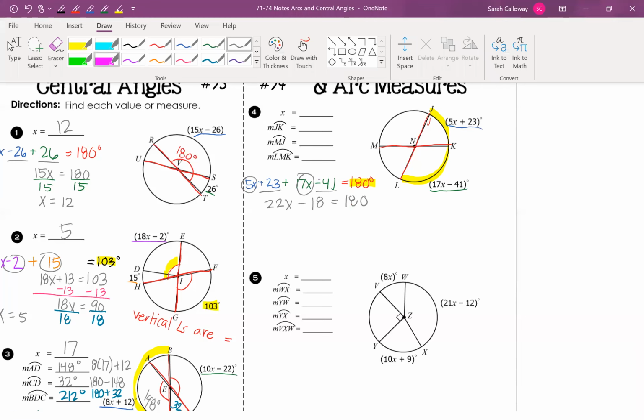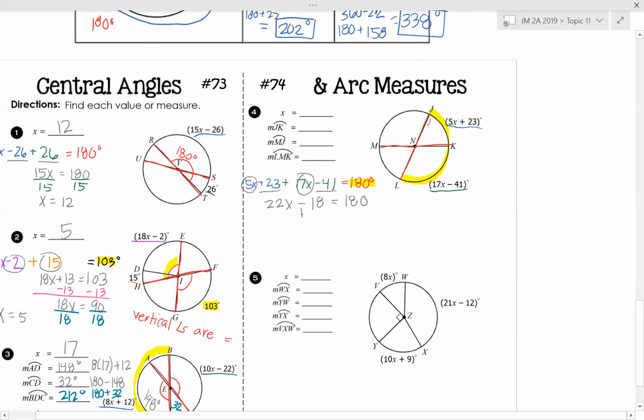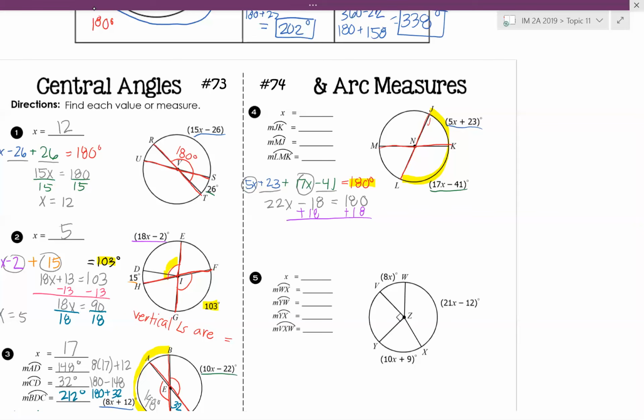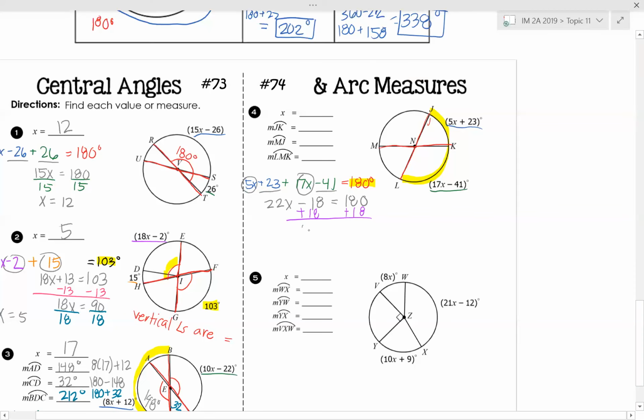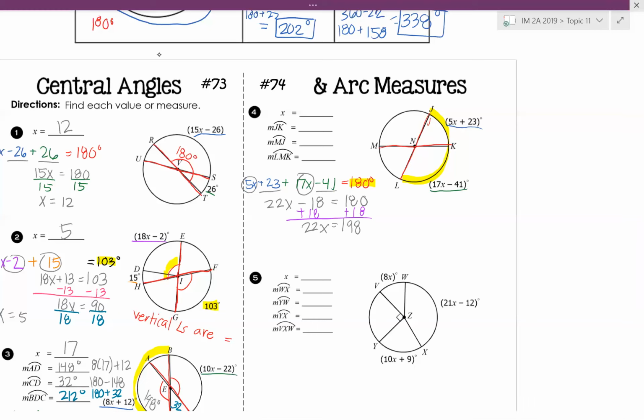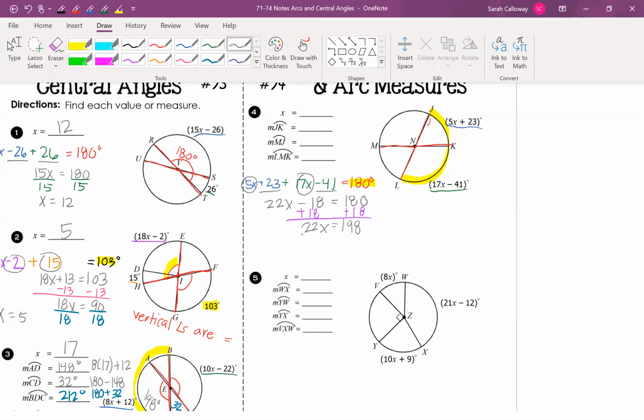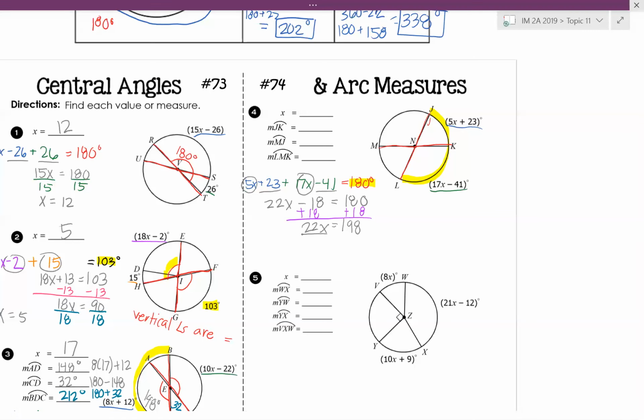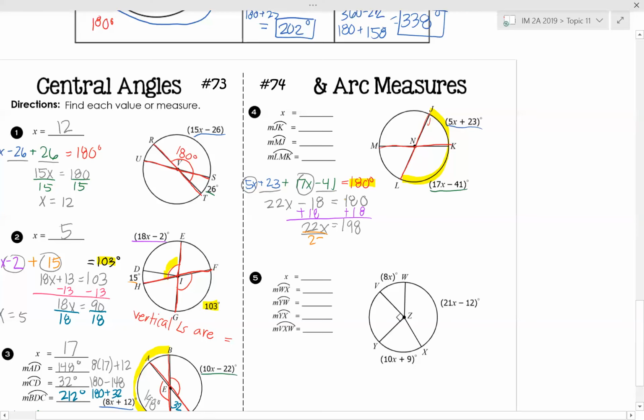So then what I want to do is isolate x. So I'm going to add 18. So that gives us 22x is equal to 198. And then dividing by 22. So I didn't change colors. Dividing by 22 gives us that x is 9.